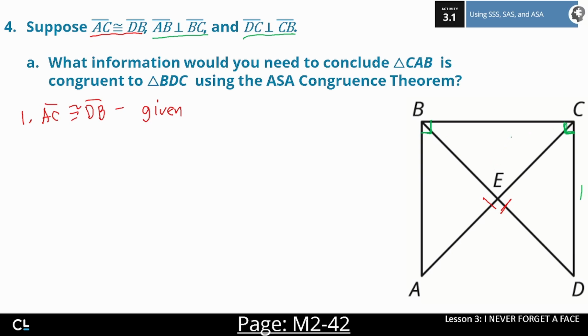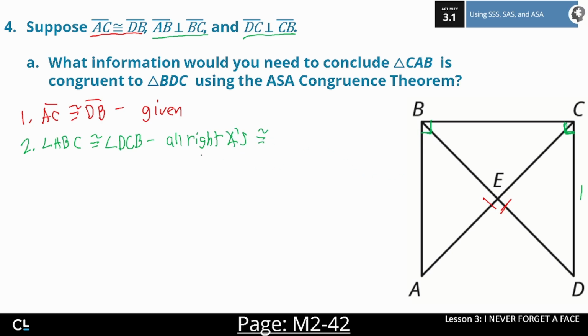And we know that right angles are congruent. Right angles are congruent. So I'm going to write this as statement number 2. We could say that angle ABC is congruent to angle DCB. ABC was this angle here. That's this angle right here. DCB, that's this angle right here. Why? My reason why? Right angles congruent.